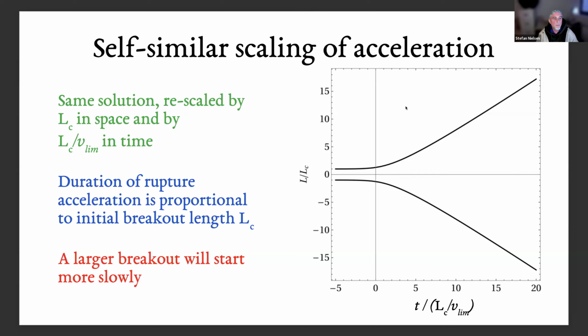Okay, so the same solution. We have, again, a self-similar solution. It's rescaled in LC in space and LC over Vlim in time, which means the duration of rupture acceleration is proportional to the initial breakout length, which simply translates into a larger breakout will start more slowly. So if you have a very big nucleation patch that starts to accelerate, it will be slower than a small patch that will start to accelerate and cause an earthquake.